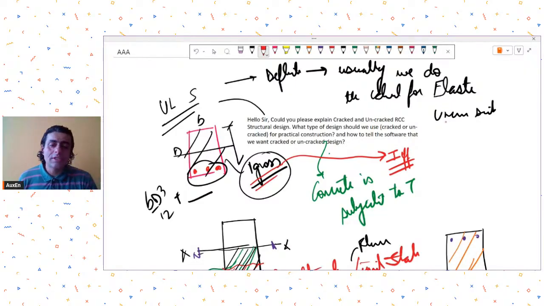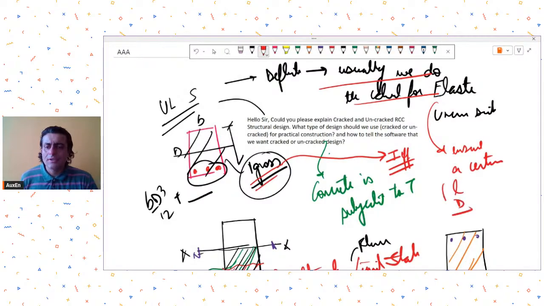Now those calculations are slightly complicated. So what your code tells you generally for vertical deflection is that you ensure a certain minimum L by D ratio is appropriately taken for your member, whether it's a beam member or a slab member. And if you have taken a certain minimum L by D ratio, then you can assume that the vertical deflection check will be satisfied. Okay, that is what your code is trying to tell you.